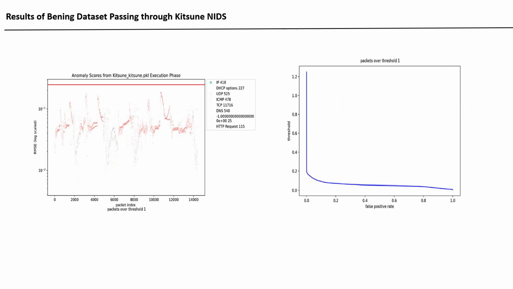Now, the graph represents how the benign data set is being interpreted by the Kitsune NIDS. The red line in the graph represents the threshold RMSE value. Most of the values in the graph are below the threshold. The false positive curve shows that as the threshold value decreases below a certain limit, the false positive rate increases drastically.